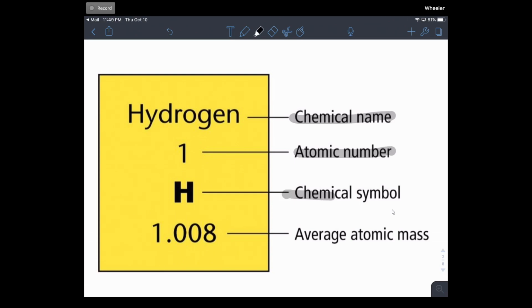Next, you will see the chemical symbol provided. The chemical symbol is an abbreviation or a shorthand notation that scientists will use to represent that element. And then lastly, we will see that there's an average atomic mass provided. That average atomic mass suggests to us the approximate abundance of that element.